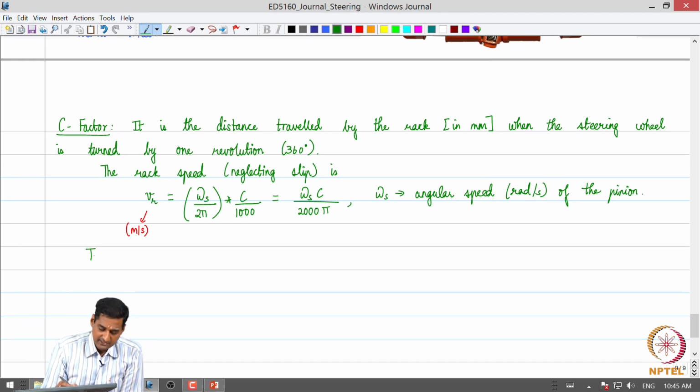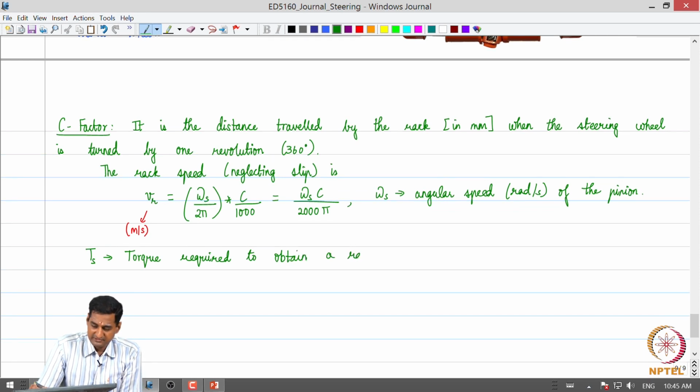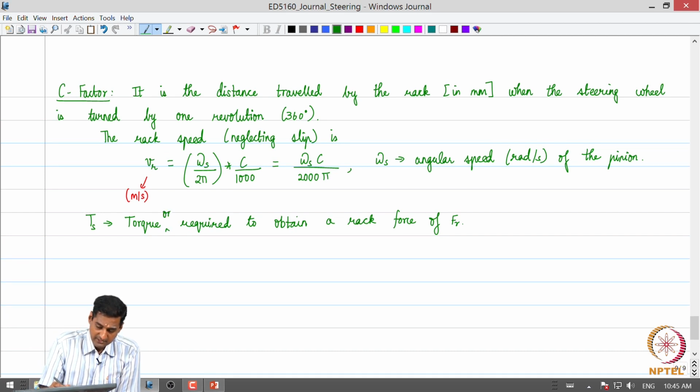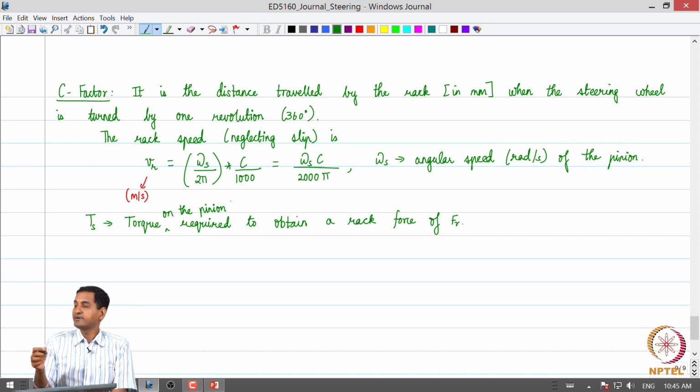So, let us say Ts is the torque required to obtain a rack force of Fr. So, we want a rack force of Fr and Ts is the corresponding torque on the steering wheel, on the pinion, required to obtain a corresponding rack force of Fr.